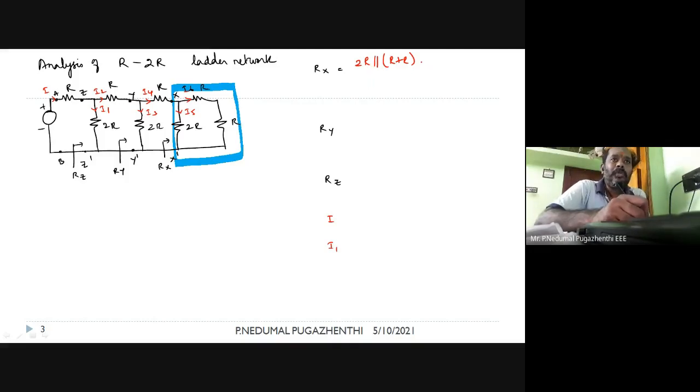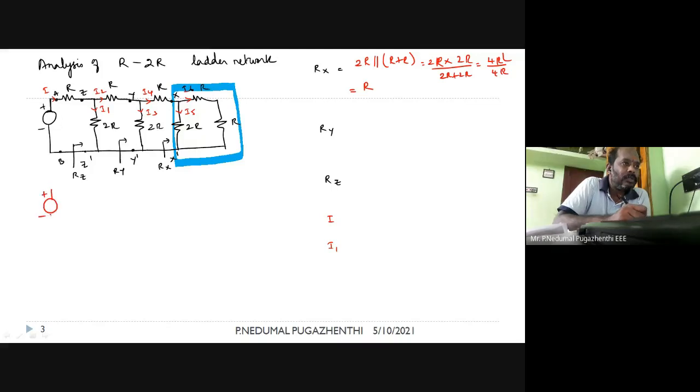Now tell me what will be there. 2R into this R plus R, which is again 2R. So they are parallel: R1 R2 divided by R1 plus R2. So 2R into 2R divided by 2R plus 2R. What will you get? 4R squared by 4R. So what is the answer? R. Thank you very much. It is R, right?